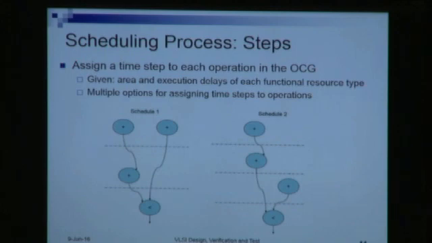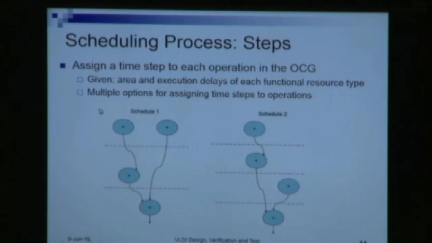Now, on this operation constraint graph, we will do scheduling. In this particular graph, for the sake of simplicity, we have removed the source and sink nodes, and then we have shown two alternative schedules. What we said is that the process of scheduling is to assign a time step to each operation in the operation constraint graph. So it will assign the start time to each operation.